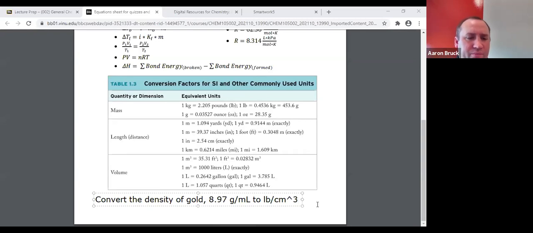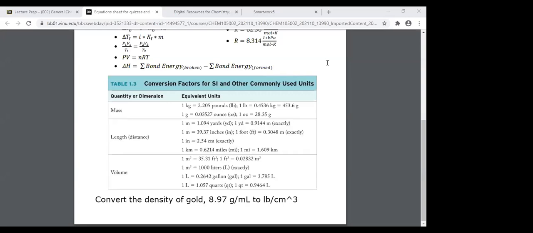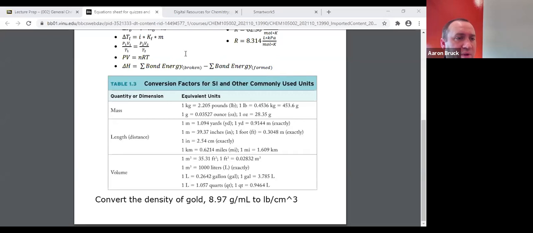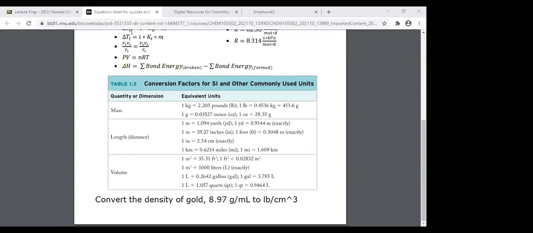Okay. The problem here is simple. Convert the density of gold, 8.97 grams per milliliter, to pounds per cubic centimeter. So I'm going to lay out here for a couple minutes, let you work on it. Again, feel free to drop in and ask questions of each other, and we'll come back in a few minutes and go over the answer here.